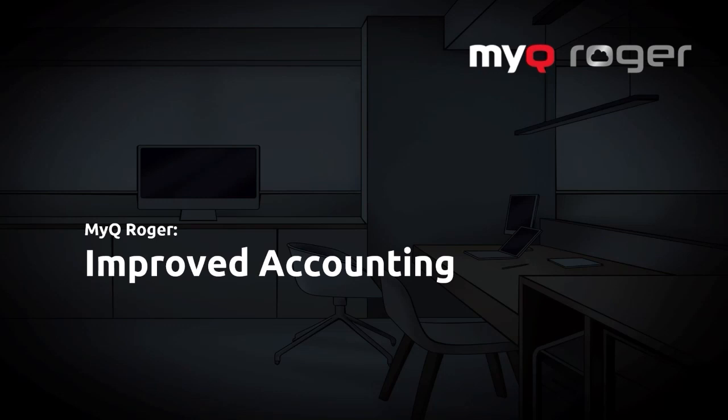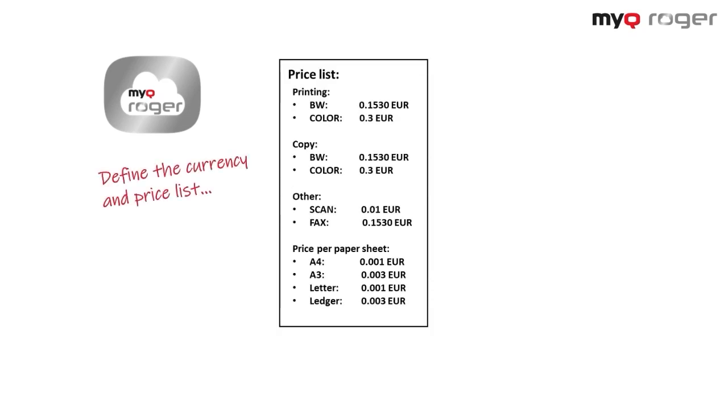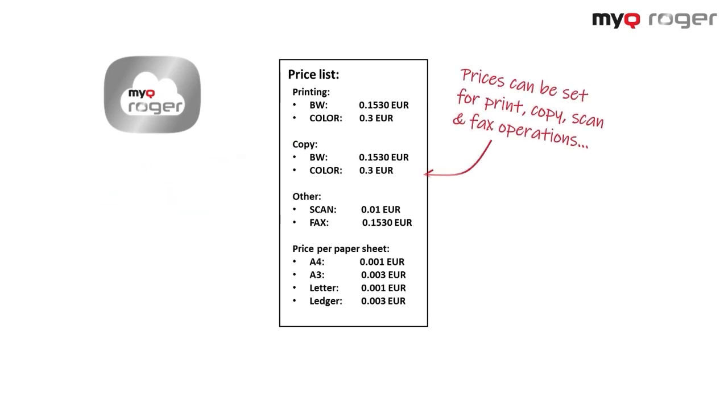Now, as part of our updates of the year 2022, we have also improved the accounting, which is part of MyQ Roger. So let me just quickly cover the options which we have now. First, you are able to define a currency and a price list. Now, as you can see, it's almost identical to the price list you can see in our older product, the MyQ X. So you can define the price per printing, copying, scanning, or fax operations.